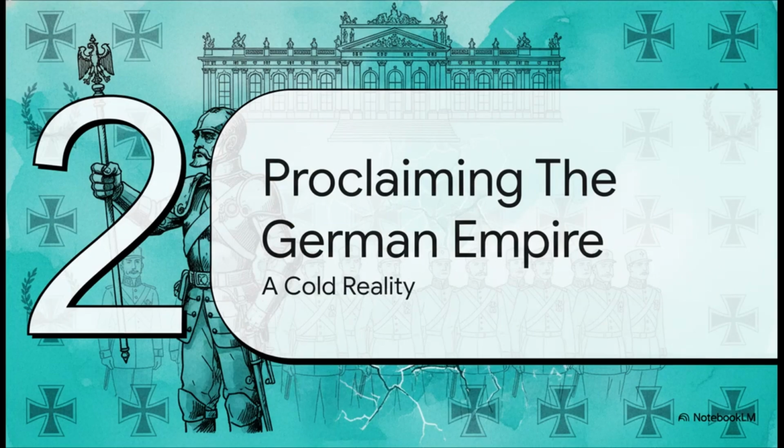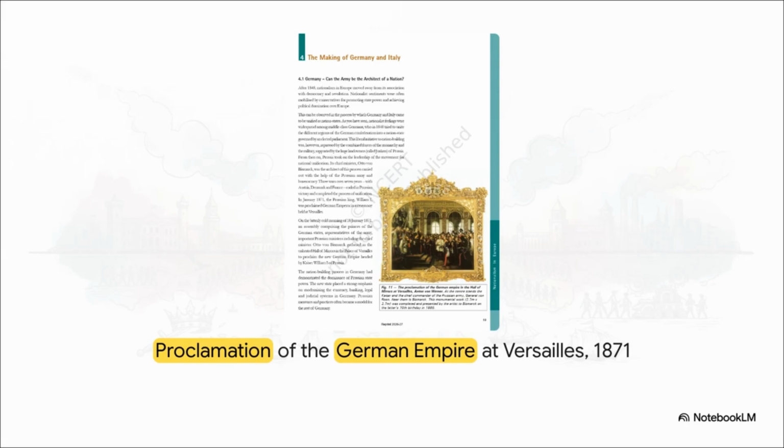Section 2. Proclaiming the German Empire, a cold reality. Let's look at the exact moment this massive new superpower was officially born. Now, what's really fascinating about this painting is the sheer atmosphere captured by the artist Anton von Werner. This is the morning of January 18, 1871. It was a bitterly cold day, and this assembly was held in the unheated Hall of Mirrors in the Palace of Versailles, which, by the way, was in defeated France. Talk about a massive power move.